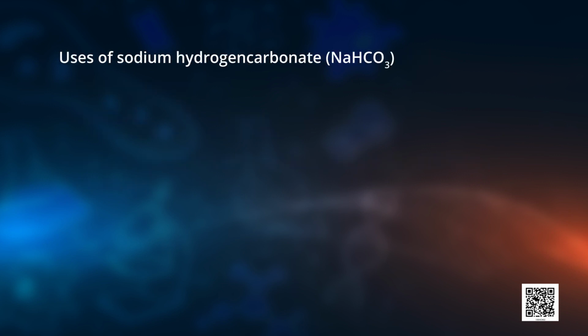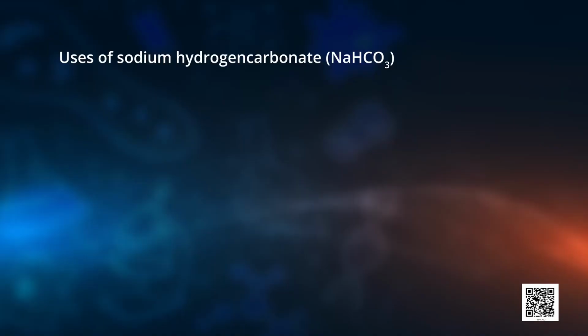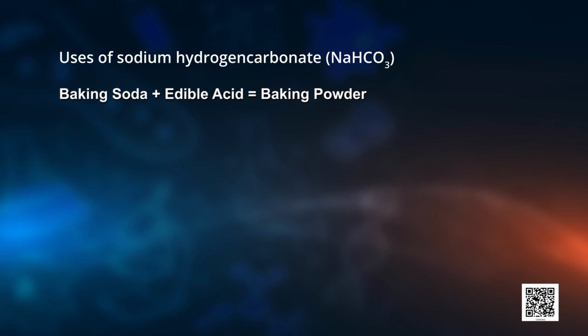The sodium hydrogen carbonate has got various uses in the household. And the uses of sodium hydrogen carbonate, besides the cooking that we just talked about, is for making of baking powder. My dear students, you have to know the difference between baking soda and baking powder. Baking soda is only sodium hydrogen carbonate, and from baking soda we can produce baking powder, which is a mixture of baking soda and a mild edible acid such as tartaric acid or citric acid.